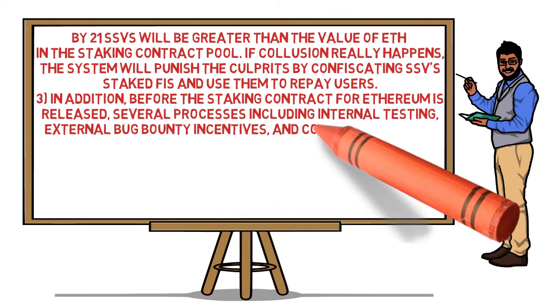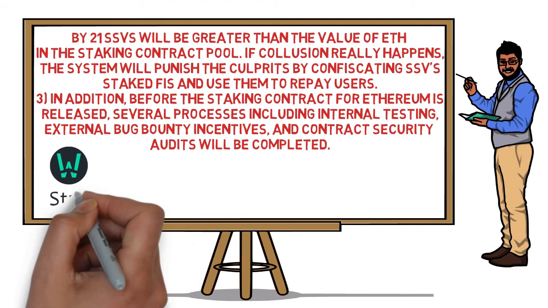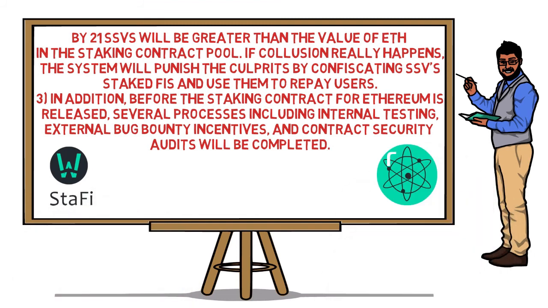users. 3. In addition, before the staking contract for Ethereum is released, several processes including internal testing, external bug bounty incentives, and contract security audits will be completed.